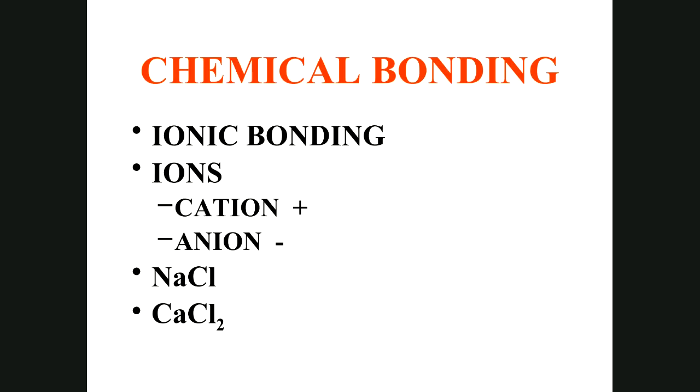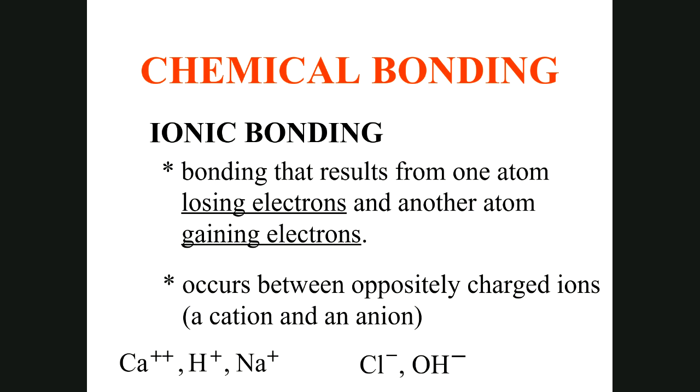Chemical bonding. Okay, these next couple of slides cover ionic bonding and ions. Ionic bonding results from one atom losing electrons and another atom gaining electrons. So remember the sodium chloride, where sodium lost one and chlorine gained one, and now they were charged? Well, those are called ions. And ionic bonding occurs between oppositely charged ions.